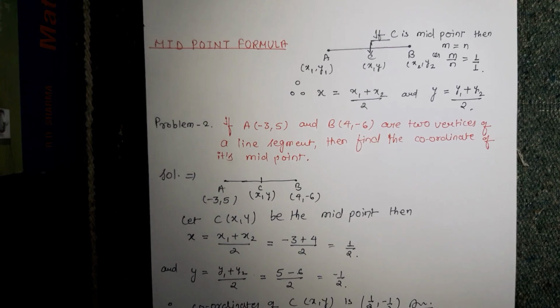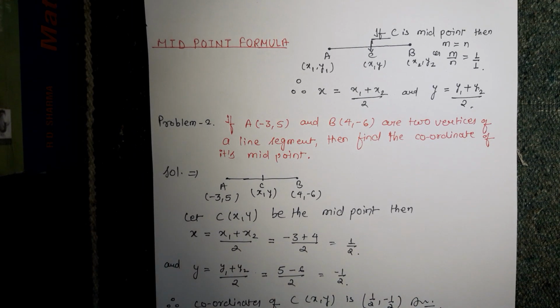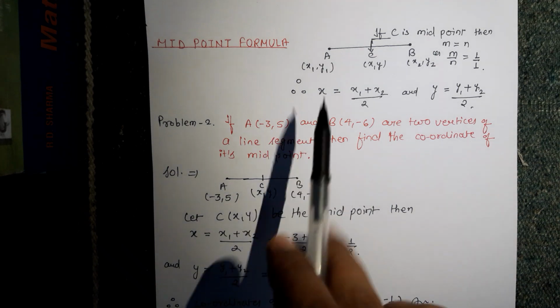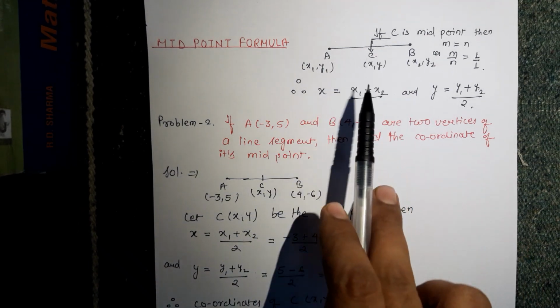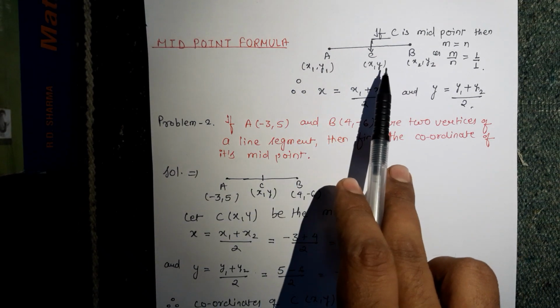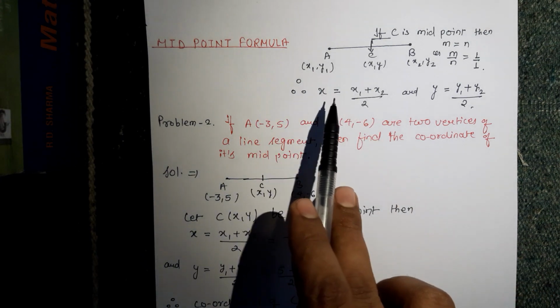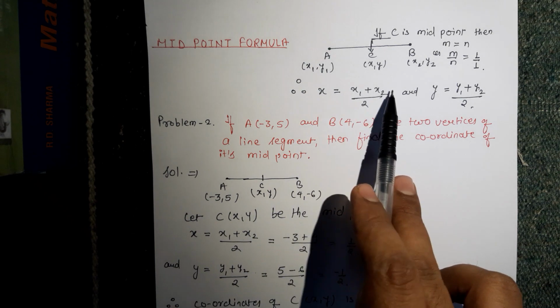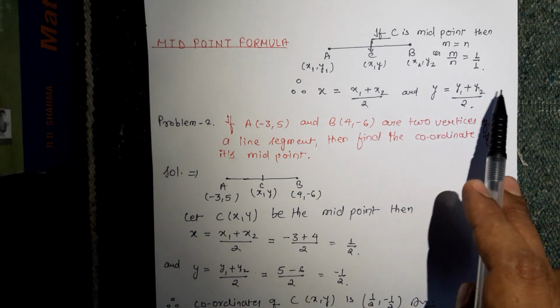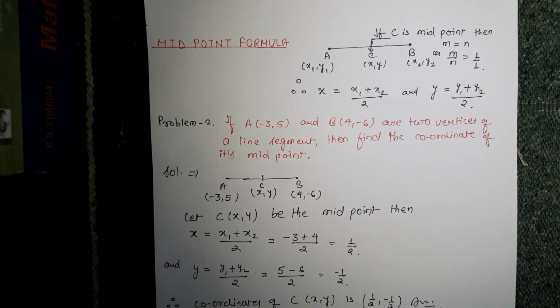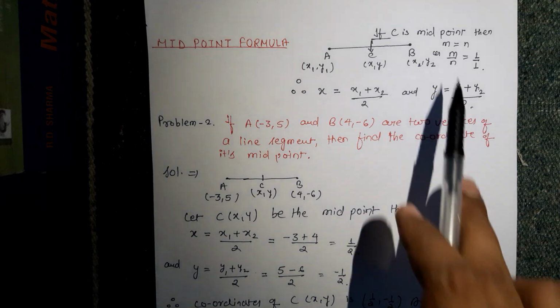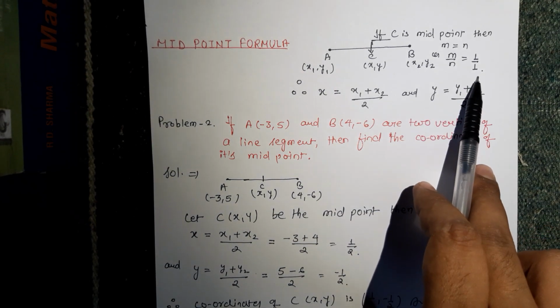Now the second part of this section formula, part number 2, is the midpoint. If we need to find the midpoint of any line segment, then we will use this formula. Suppose AB is the line and C is the midpoint of that line, and we need to find the coordinates of C, that is (x, y). So it is very simple. We need to find the value of x as (x1 + x2) by 2 and the value of y as (y1 + y2) by 2. As it is the middle point, the values of m and n will be equal, so m:n will be 1:1.